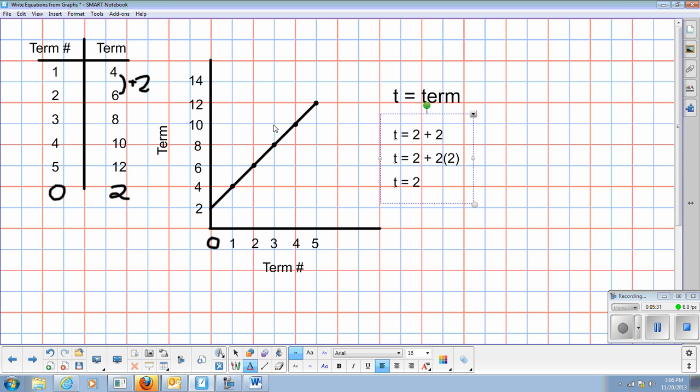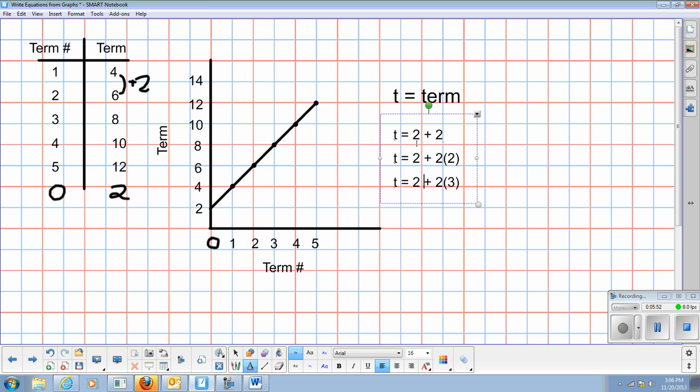Term equals 2 plus, and what am I counting by? I'm counting by 2. So if I start at 2, plus 2 to 4, plus 2 to 6, plus 2 to 8. How many times did I count it? I counted it 3 times. So I have 2 plus 2 times 3.